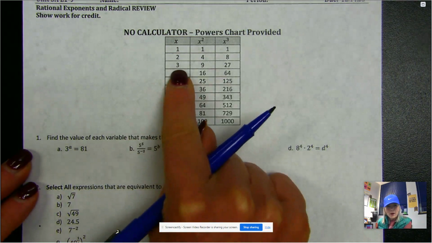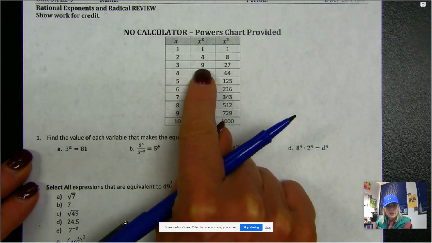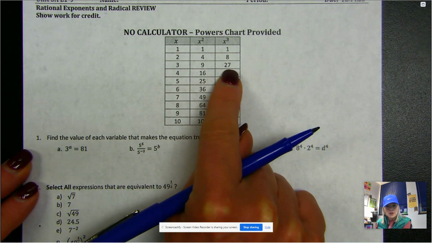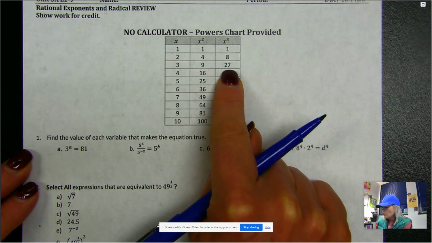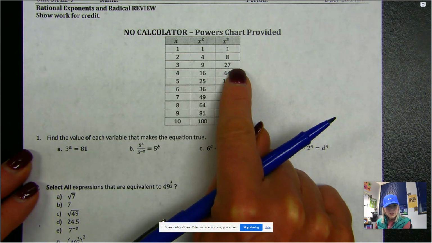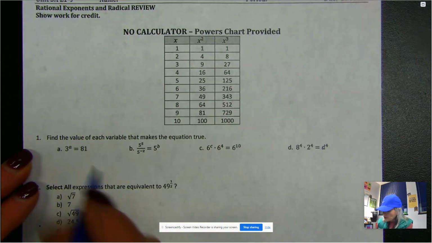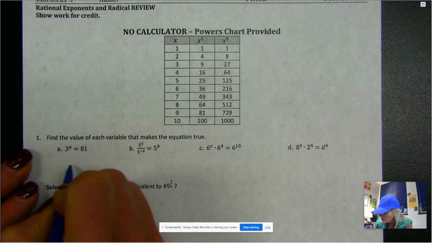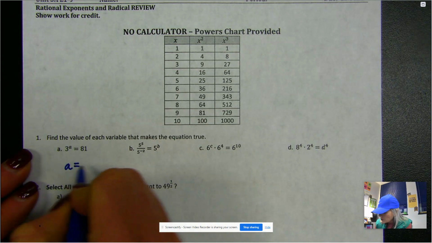So here's the power table. 3 to the second is 9, 3 to the third is 27. So you need one more 3 to get to 81. So that means since 3 to the fourth is 81, a is equal to 4.